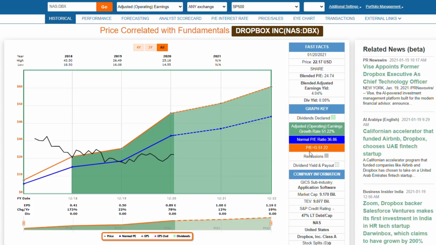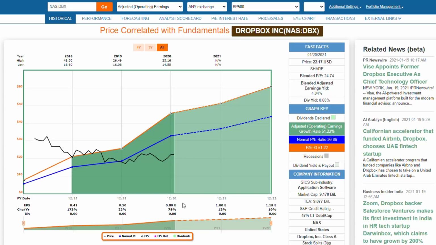So I'm using Peter Lynch's P equals growth rate formula here because the tool is designed to apply a valuation reference, the orange line on the graph, if you will, that is reasonable relative to the company's prospects for growth. The blue line is the normal PE ratio. And again, this is an analytical tool. So the normal PE ratio is just under 37, 36.86.